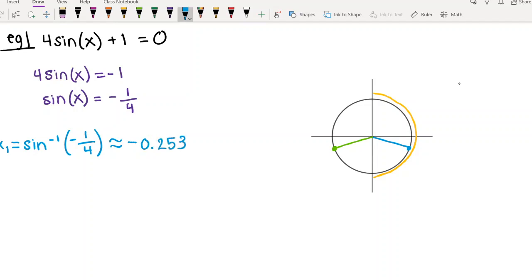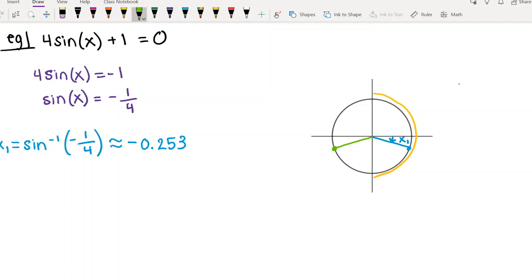Okay, so why did I not draw arrows on this diagram to start with? It's because I want to make sure that when we're using inverse sine, remember that it gives you an angle that is specifically between -pi/2 and +pi/2. So it would not be correct to say this angle is equal to -0.253, right? That wouldn't make sense. So it's really this angle that we just found that is x1. It's if you measure in that direction. So that's one of our solutions.